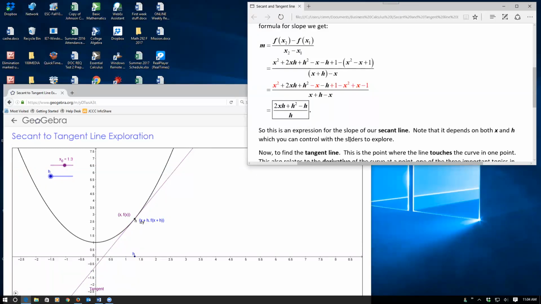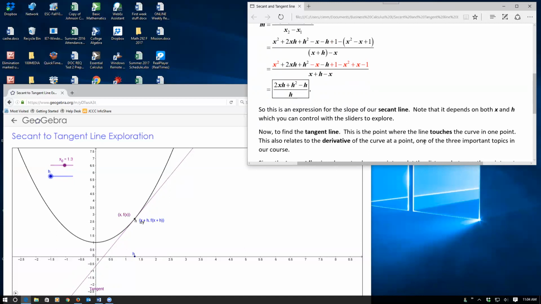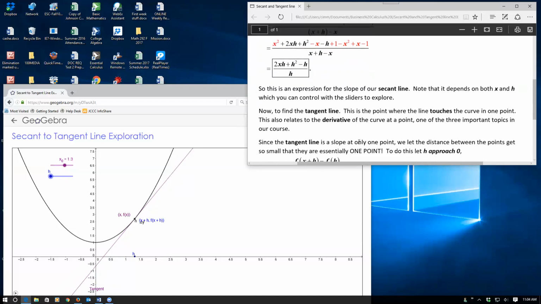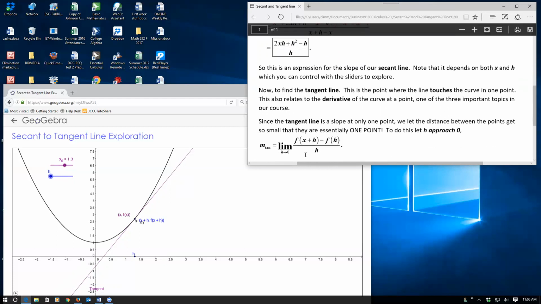So to find this tangent line, it's going to be the point where the line touches the curve at the one point over here. And as I told you, it's going to relate to the derivative of the curve at that point. The tangent line is a slope at only one point, so we're going to let the distance between the points get so small that they're essentially that one point. So that's letting h go to zero. To do that, we take a limit.